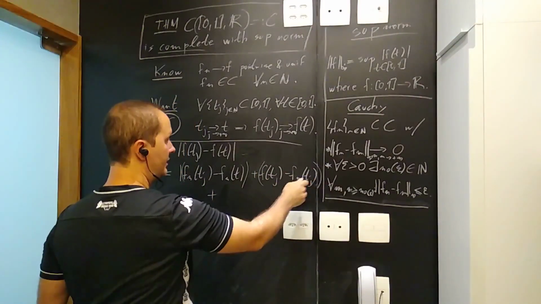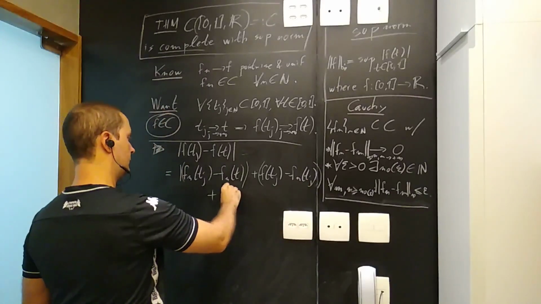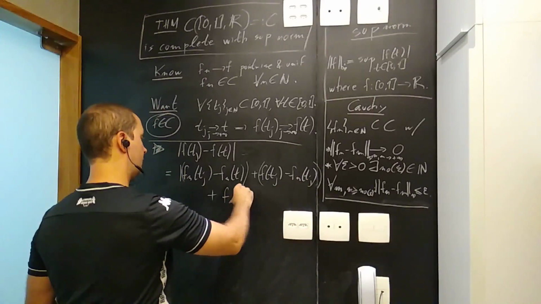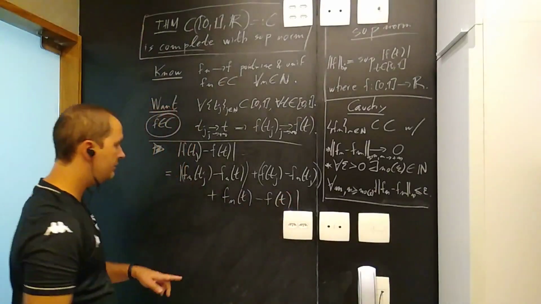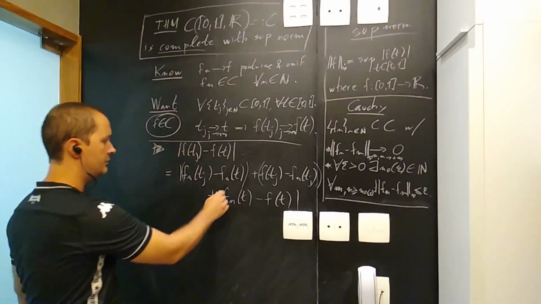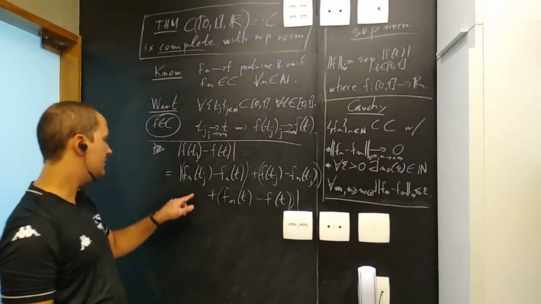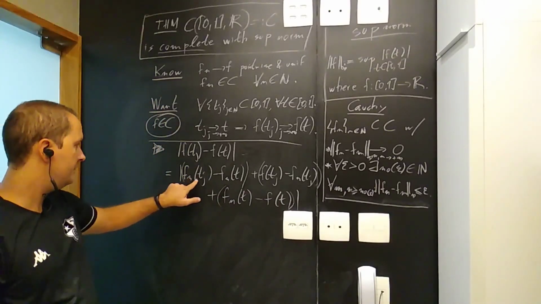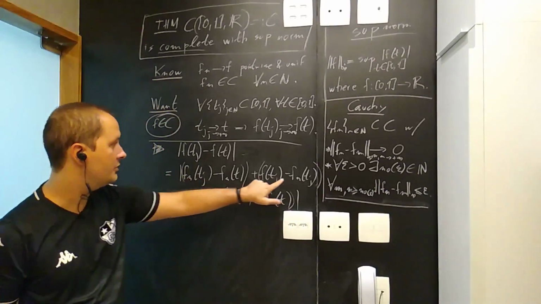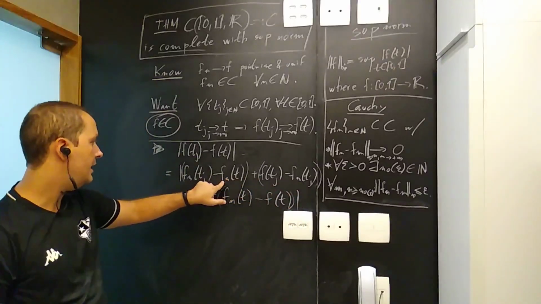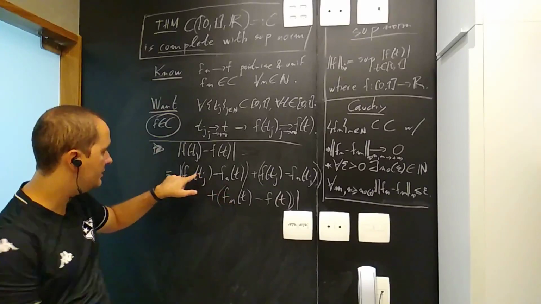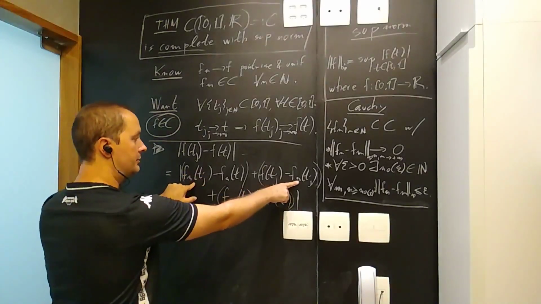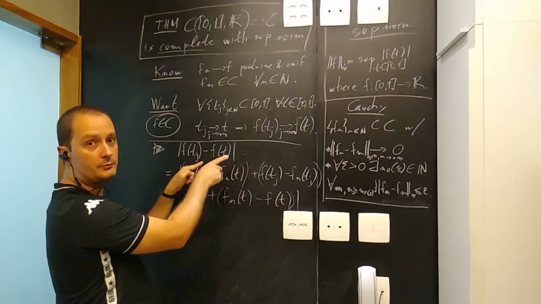Sorry, this is inside the absolute value, right? So F sub n of T minus F of T. And right now I have an equality. So I just did, okay, I add F sub n of Tj and I subtract the same quantity. I added this guy and I subtracted this guy. So this gives me a 0, this gives me another 0, and I'm left with the original terms, which are over here.